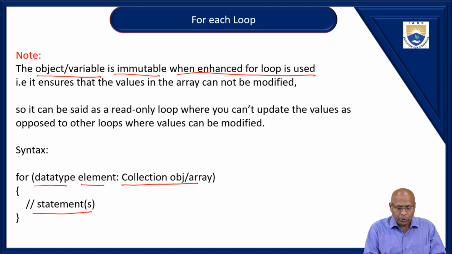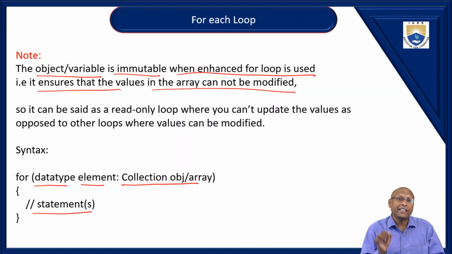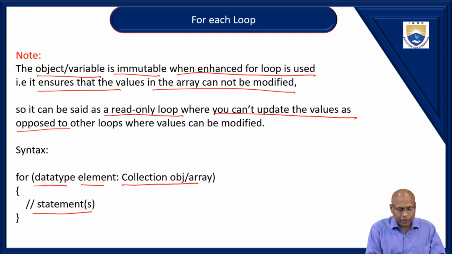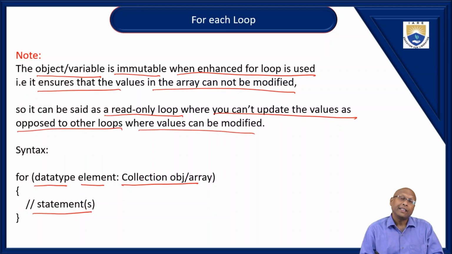When the enhanced for loop is used, it ensures that the values in the array cannot be modified. Whatever elements are there in the collection or array should not be modified. Then only you can use the for each loop. For each loop will work for a set of elements which are not modifiable. So, it can be said to be a read-only loop where you cannot update the value, as opposed to other loops where values can be modified. In other loops, values will be modified, whereas in for each, the values of the collection or array should not be modified. Okay?